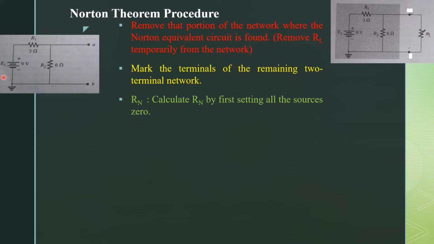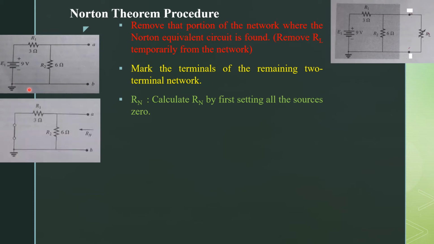In our case, we have only one voltage source, so we replace that voltage source with a short circuit. Here you can see in the figure we have replaced the voltage source with a short circuit. Now we have to find the Norton resistance. From the figure you will see that R2 and R1 both are in parallel, so the Norton resistance is equal to R1 parallel to R2.